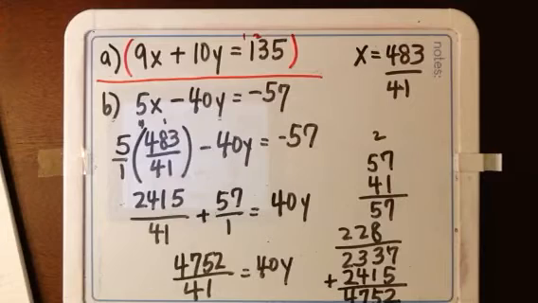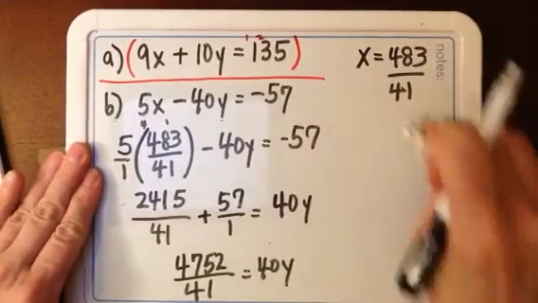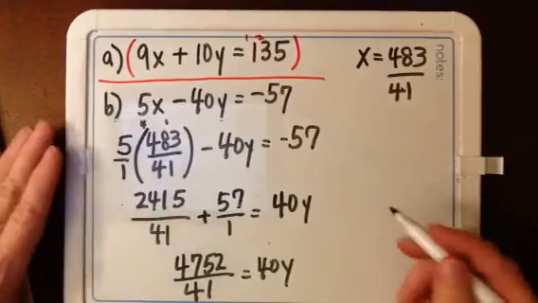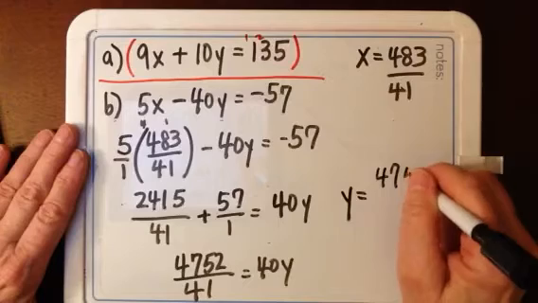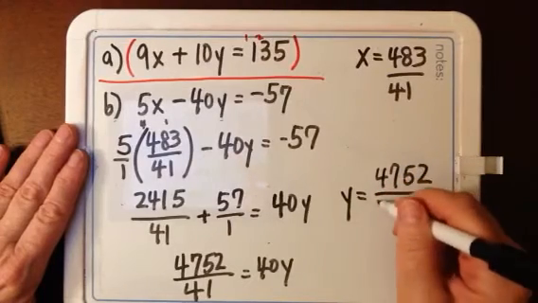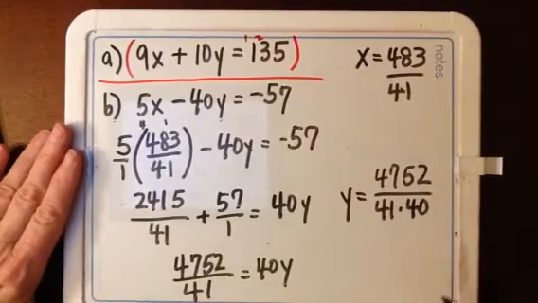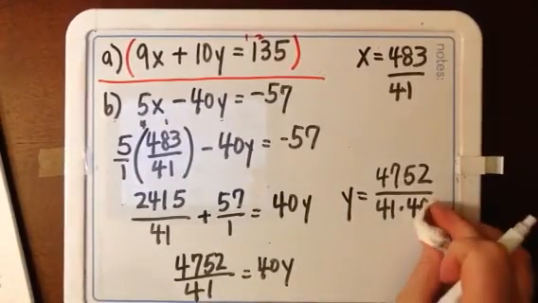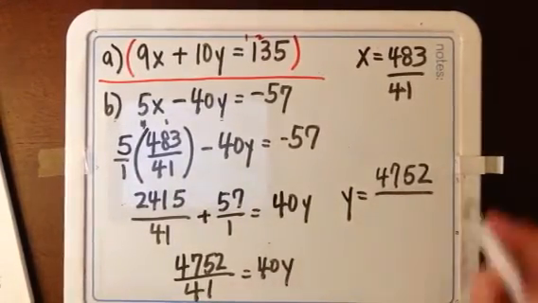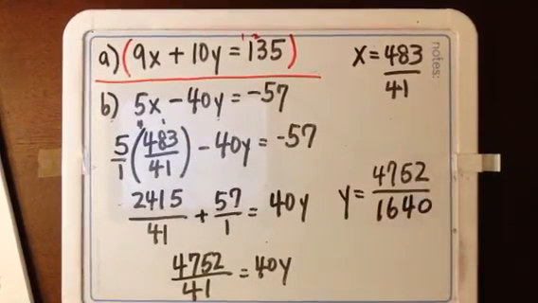And then we will divide both sides by 40 to get a value for y. I do this mainly because I really don't have a calculator. So we end up with y equals 4752 divided by 41 times 40. And 41 times 40 is going to be 0, 4 ones are 4, 4 fours are 16, 1640.